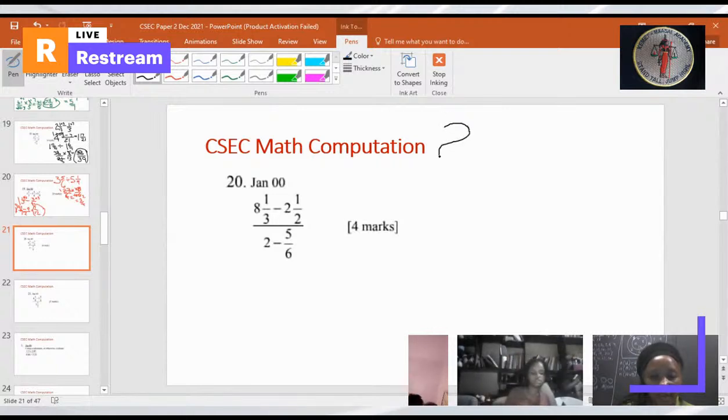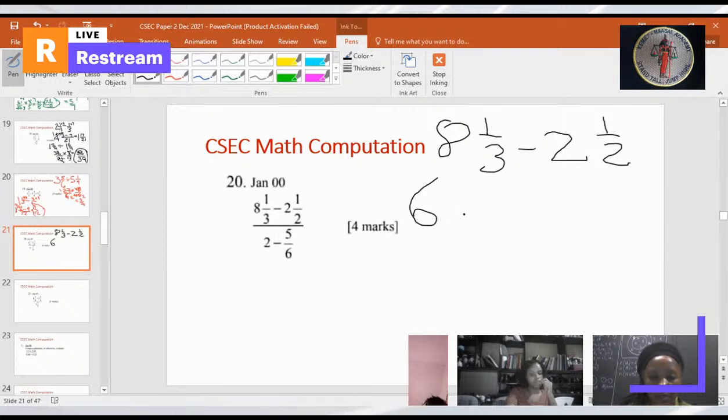All right, so go ahead now. So we have 8 and 1 over 3 minus 2.5. Subtract the whole numbers. 8 minus 2 is 6. Now find the LCM of the denominators, 3 and 2, which is 6.